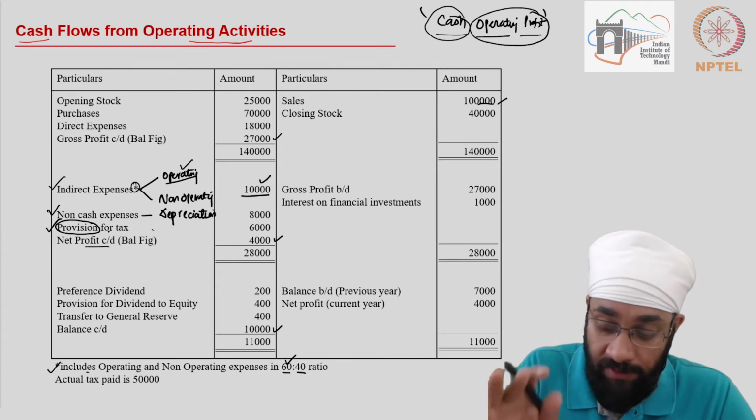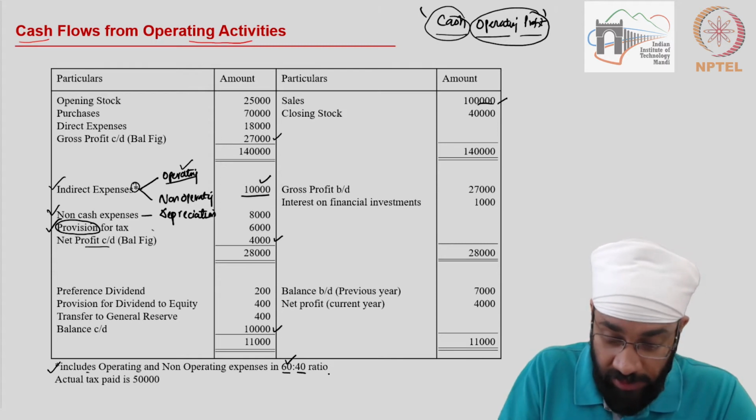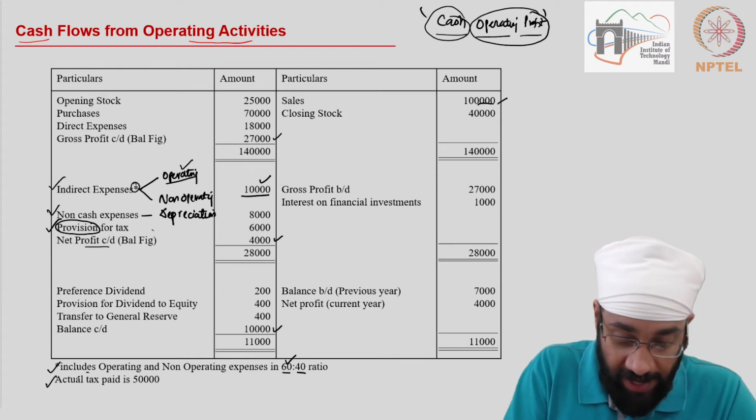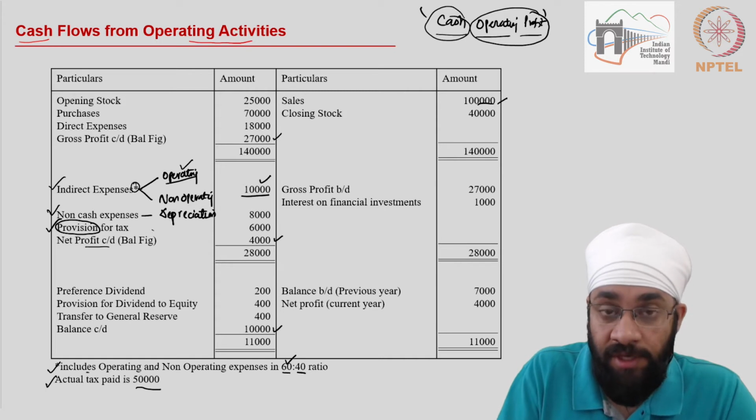Our balance will be different. Let's look through the rest of items here. You have actual tax paid, which is 50,000.